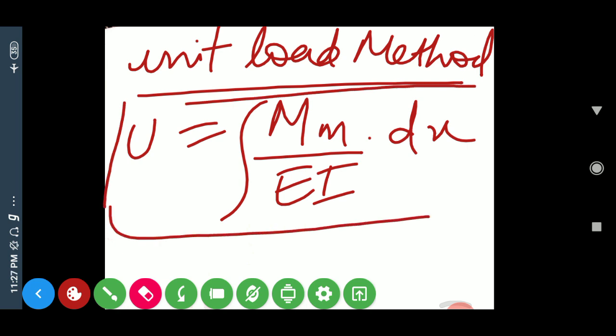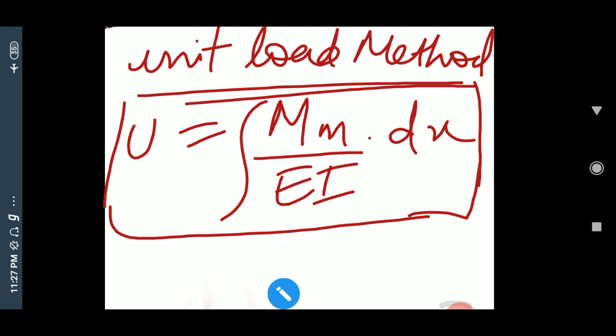What is the value of M? Capital M is actually the moment expression due to actual loads, and small m is the moment due to virtual load. What is this actual load and what is this virtual load? We will explain further. Okay, so let's carry out with an example.